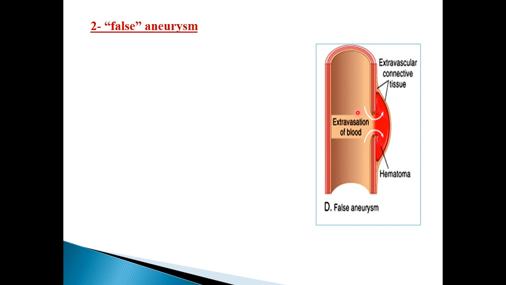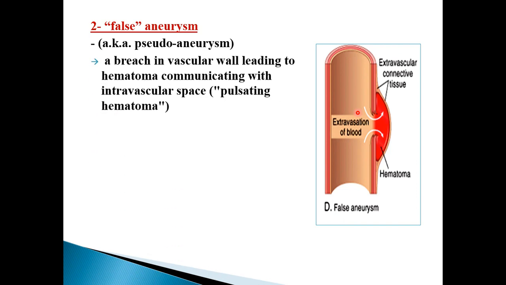The second type of aneurysms is called false aneurysm, or what is also known as pseudoaneurysm. In this condition, there is a breach in the vascular wall, which leads to the formation of a hematoma, bleeding into a hematoma that communicates with the intravascular space. So this pulsating hematoma will look from outside like an aneurysm, a dilation in the wall. But actually, this is not the case because there's a tear through the wall of the blood vessel. This blood collects within the extravascular connective tissue.